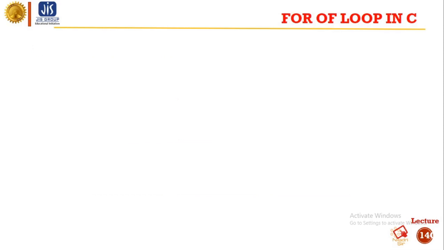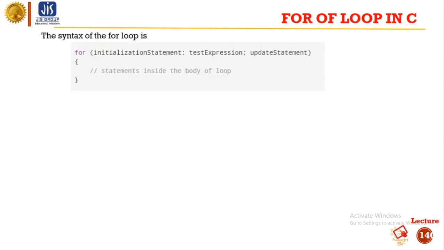So let's discuss the for loop. This is the syntax for the for loop. As you can see, at the beginning there is an initialization. Initialization means from where the loop will start. After that comes the test expression, which means up to which point the loop will continue. And the last part is the update statement. Update statement means after each iteration, what will be the next value of the loop variable.